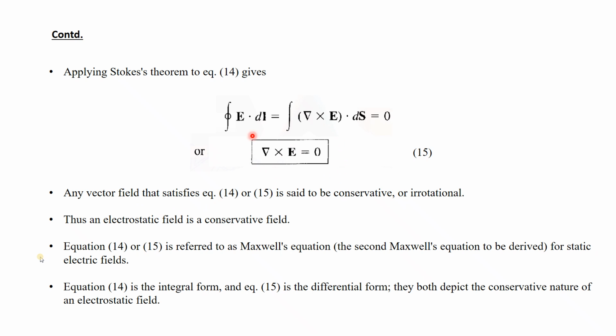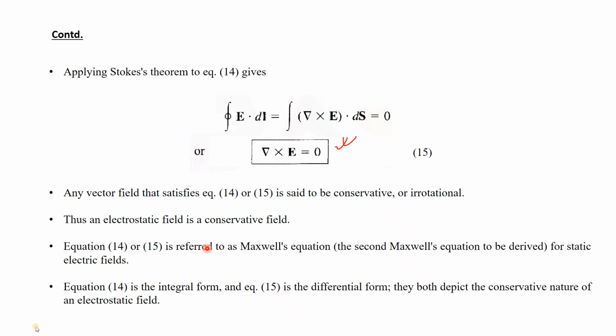Okay. So this implies, if you can remember, a vector whose curl is 0 is called an irrotational or conservative vector. We have studied this. So it is an irrotational vector. So curl is 0. Thus an electrostatic field is a conservative field or an irrotational field. That means electrostatic field E has curl 0. This is a law. This is very important. So electrostatic field has curl 0. Okay. So this is the second Maxwell's equation.